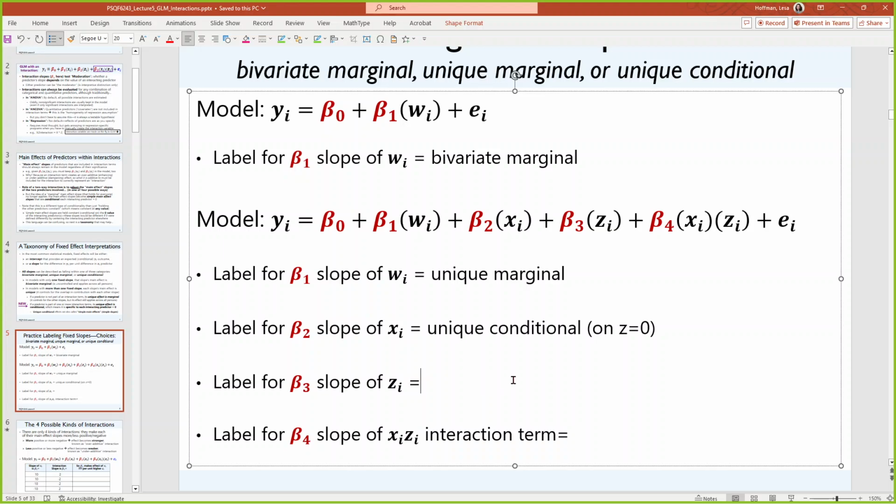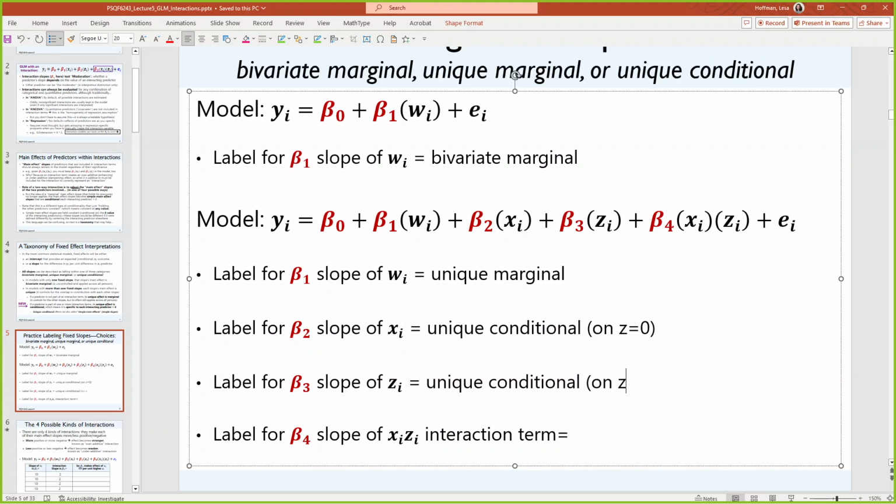Now how about the slope of Z, beta 3? What do I call that? Unique marginal. Marginal. I heard unique marginal, and I heard marginal, and I heard conditional. Conditional. Okay. And I'm still hearing both. Part of 50-50 shot, yeah. So in this case, Z is part of the interaction, so it's the mirror image of what X was. It is unique conditional, but on X equals 0. On X equals 0, exactly.